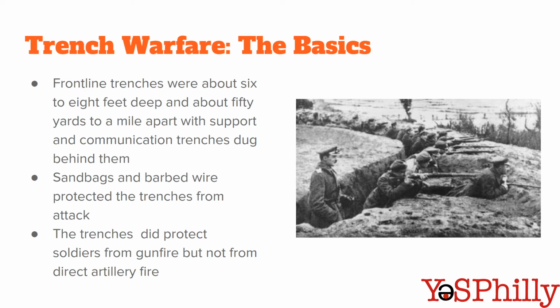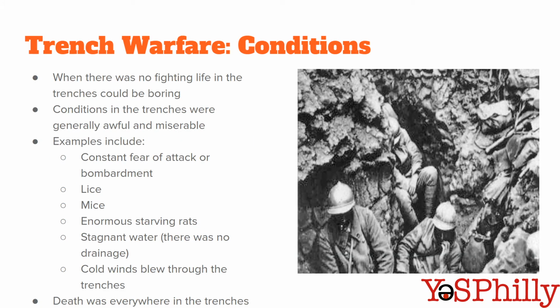All right, the trenches did protect soldiers from gunfire, but not direct artillery fire. So it was really hard for you to get shot by enemy gunfire, but you could still have bombs and cannons fired on you. So there was some safety in these trenches, but if they really wanted to bomb the heck out of your position, the enemy could do that. And in many ways, that was the frequent way in which fighting happened, was these long artillery or cannon exchanges between the different sides.